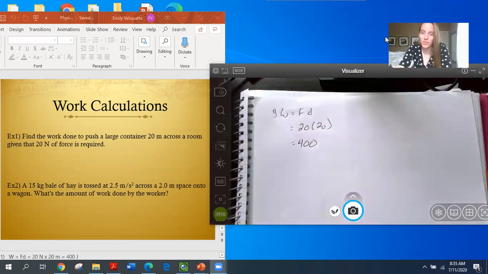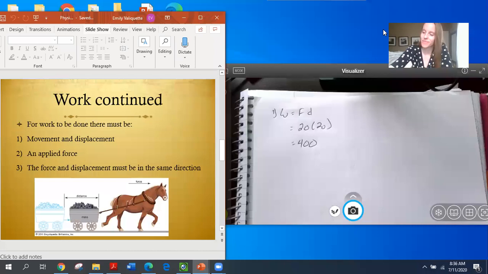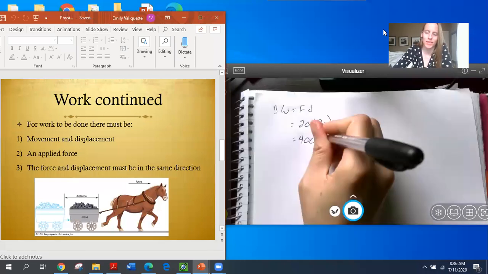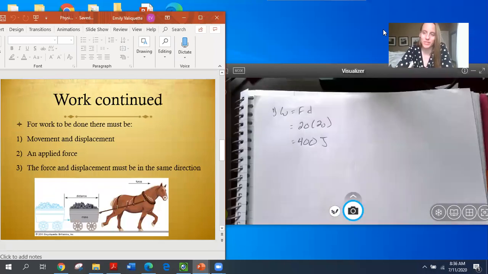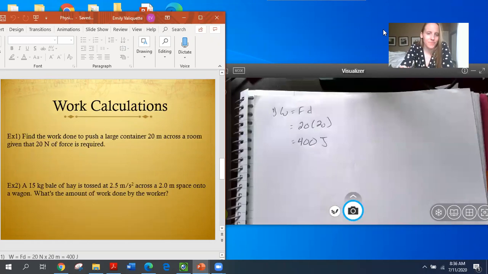Now, energy is always measured in joules. So because of that, work is going to be measured in joules, because as we talked about, it's just a transfer of energy that is happening.